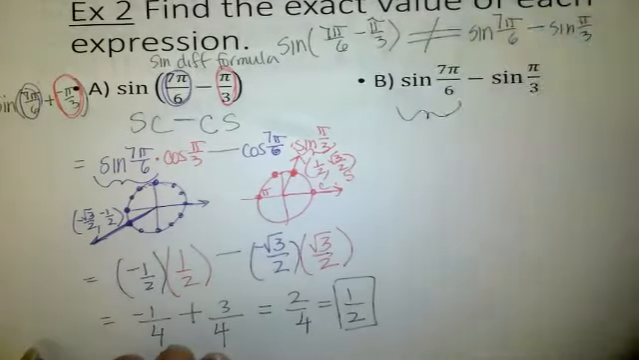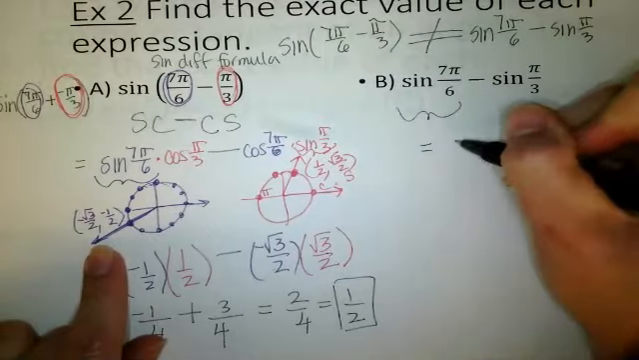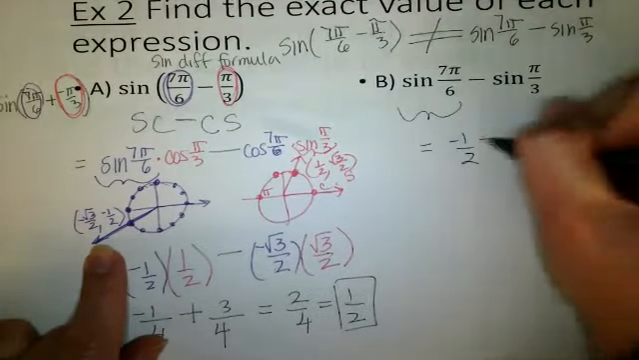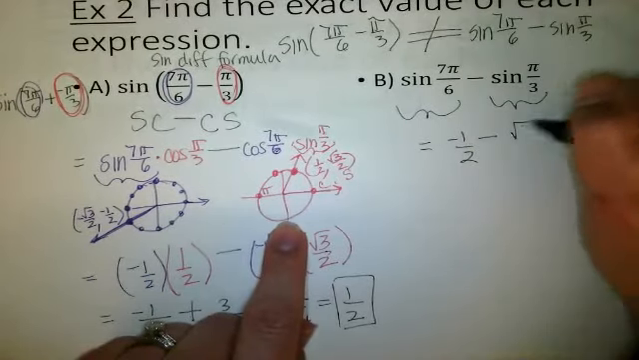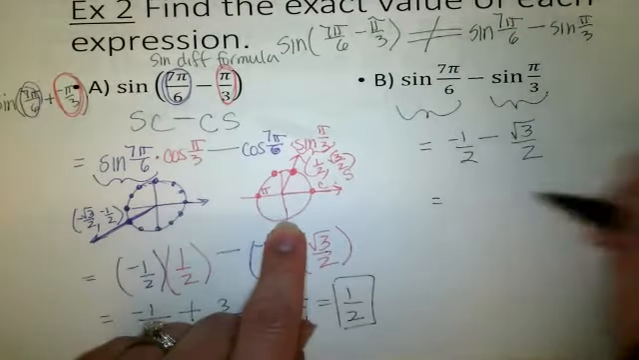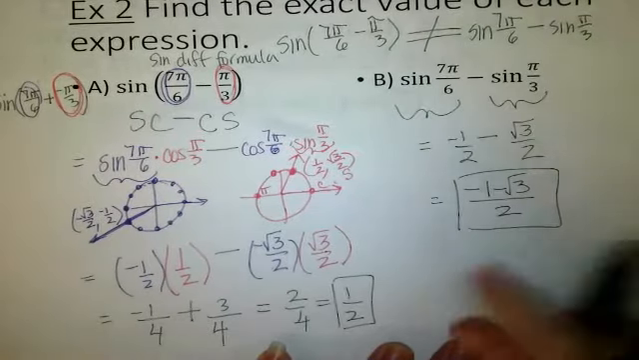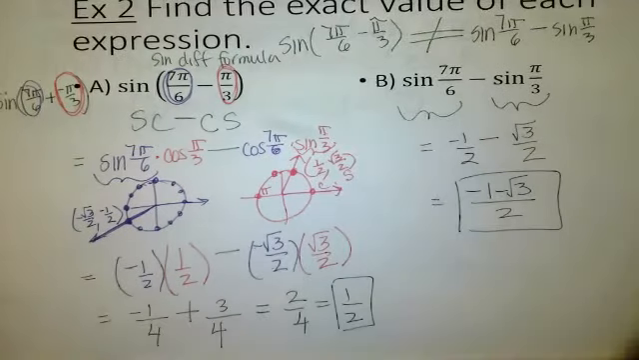Over here, sine of 7 pi over 6 is negative 1/2. Good. Minus sine of pi over 3, radical 3 over 2. Okay, well, that's just not the same at all. Negative 1 minus radical 3 all over 2. Very, very different. Okay, so can you distribute sine? No, don't do it. It doesn't work.